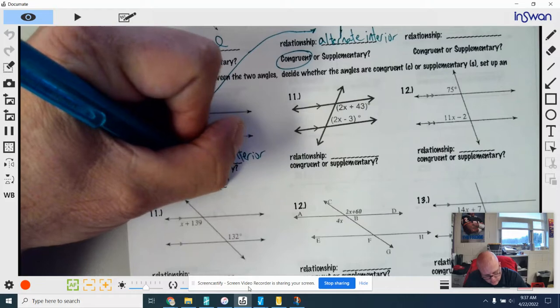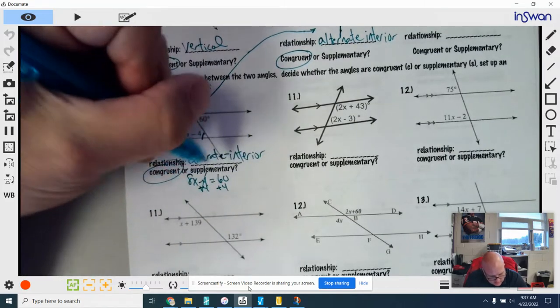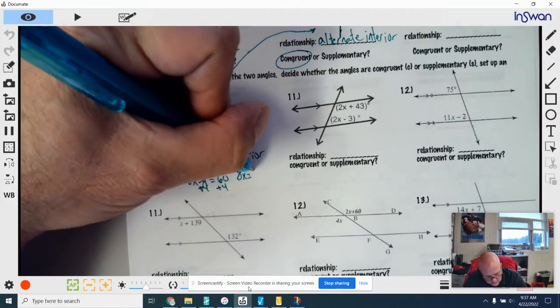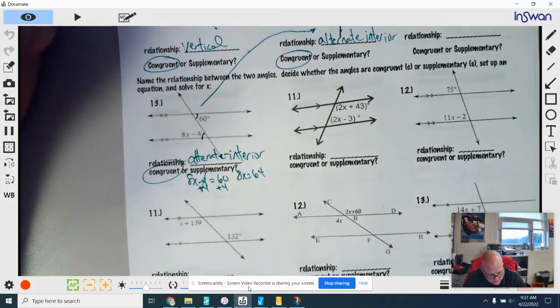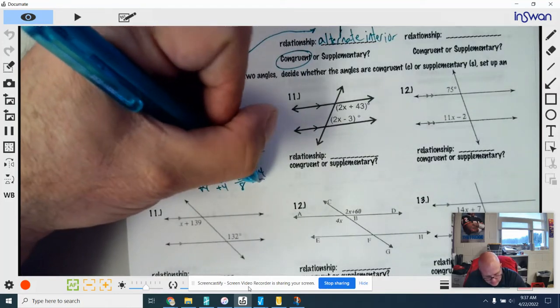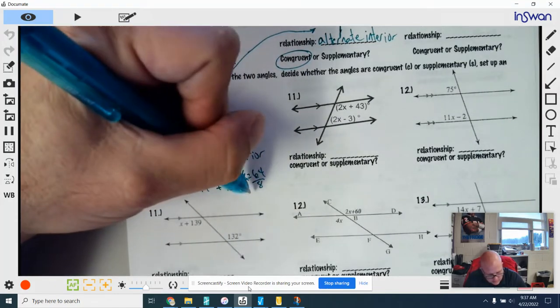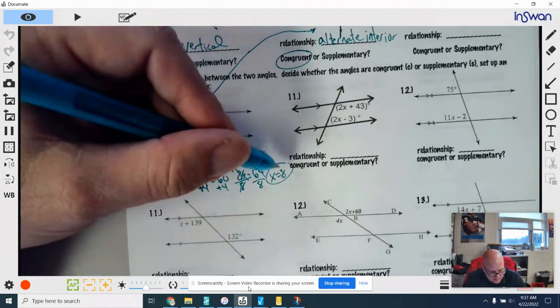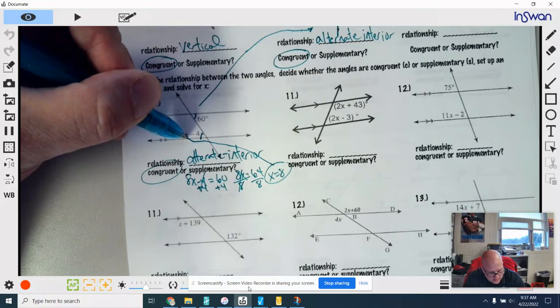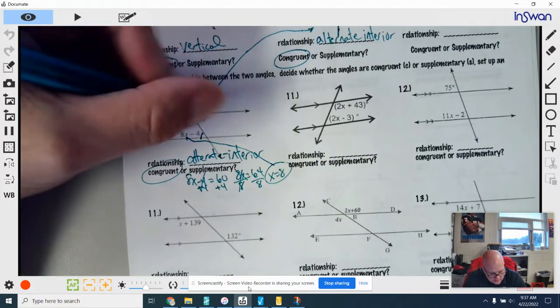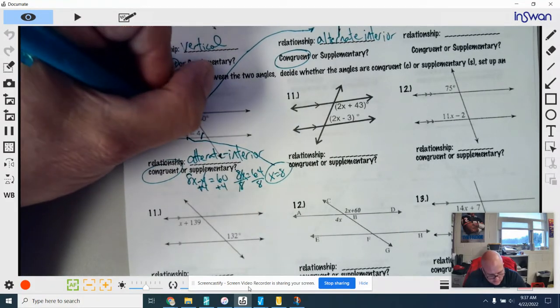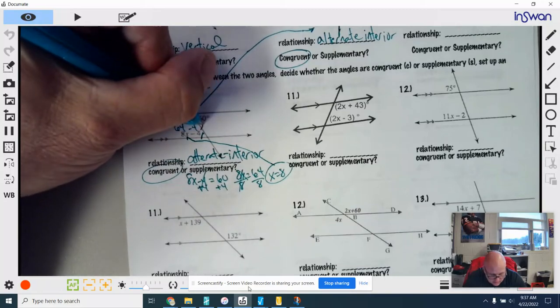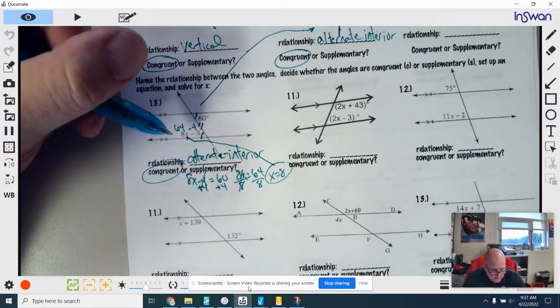So plus 4 cancels. You get 8x equals 64. And then we can divide both sides by 8. So x is equal to 8. That's what they wanted you to solve for. And if I plug this back into that equation, 8 times 8 is 64. Take away 4. That does equal 60. So we know we did our work correctly.